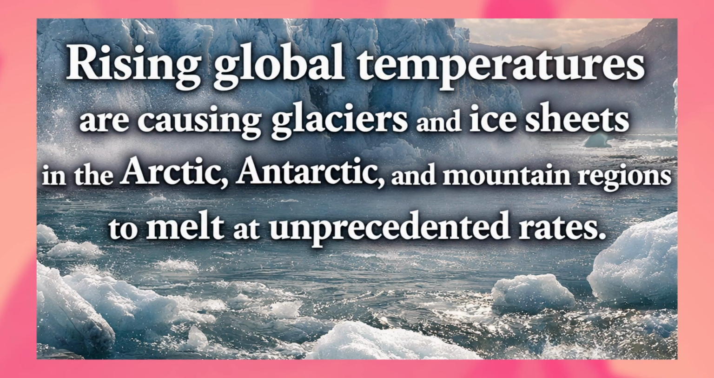But rising global temperatures are causing glaciers and ice sheets in the Arctic, Antarctic, and mountain regions to melt at unprecedented rates. This leads to rising sea levels, threatening coastal communities and low-lying islands, while also disrupting ocean currents and global climate patterns, thus signaling a deep imbalance in the climate system.